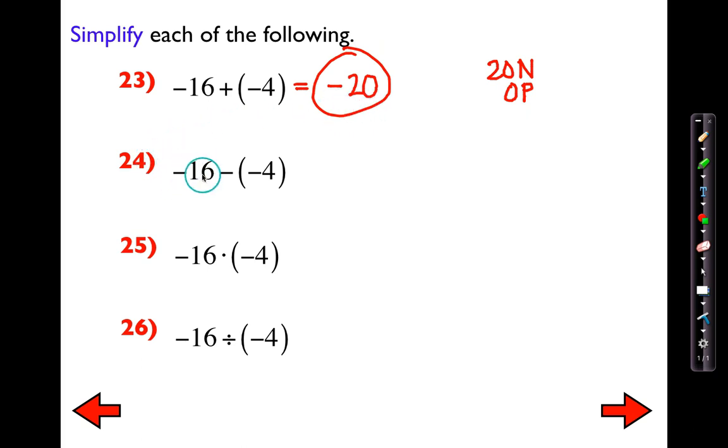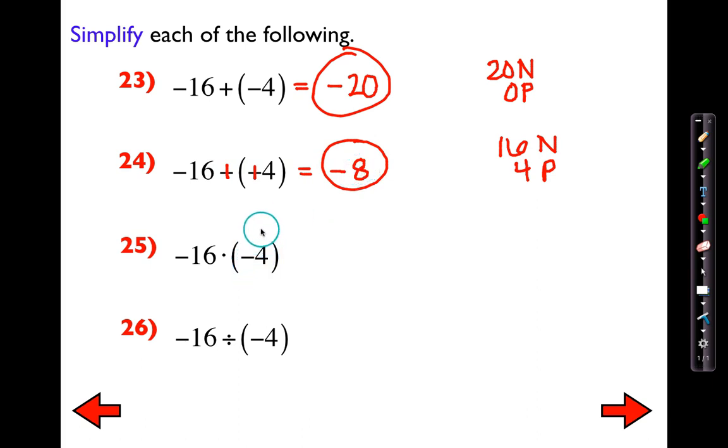Number 24, it's negative 16 minus negative 4. Guess what? With subtraction, we're going to have to turn it into addition. So we're going to change this to add. The opposite of negative 4 is positive 4. So here, are there more negatives or are there more positives? Definitely going to say there's more negatives. There are 16 negatives, and there are 4 positives. So how many more negatives are there than positives? I would say 8. So I'm going to say the difference between these two numbers is negative 8.